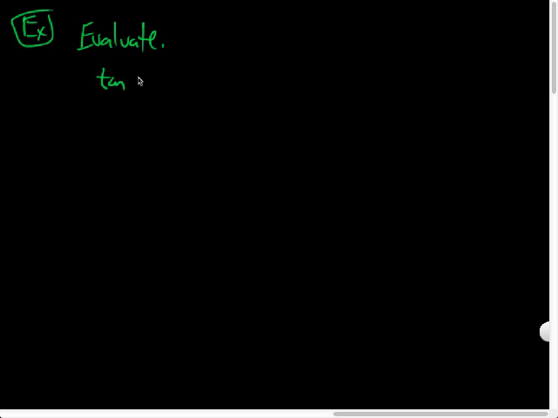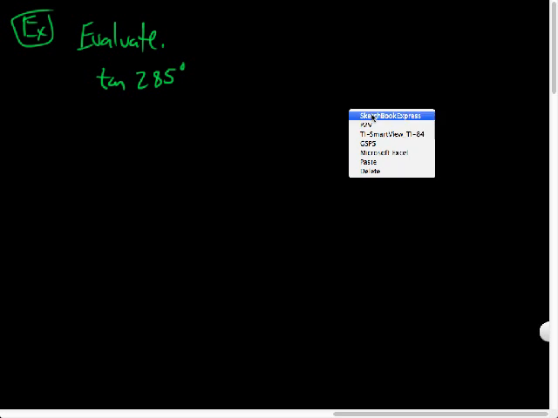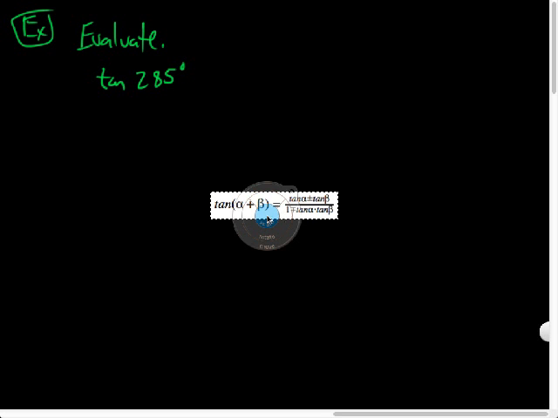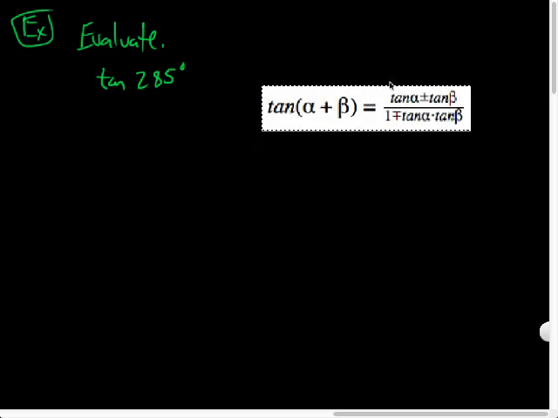Tangent of 285 degrees. And you might be like, wait a minute, Mr. Waddy, we don't know the sum and difference identity for tangent yet. But, oh, you do. Take a look on your little sheet. I happen to give it to you. This is what it looks like.